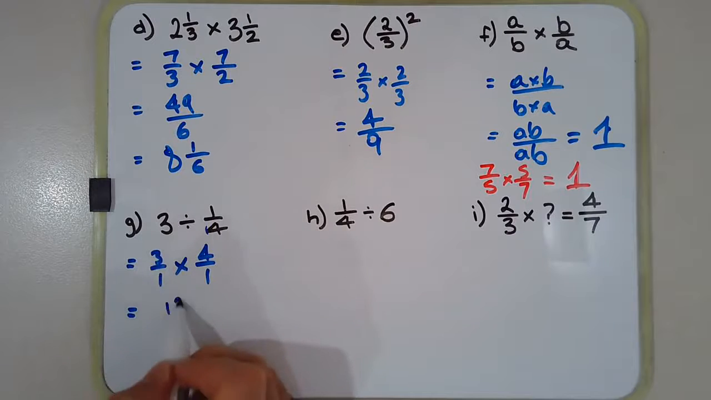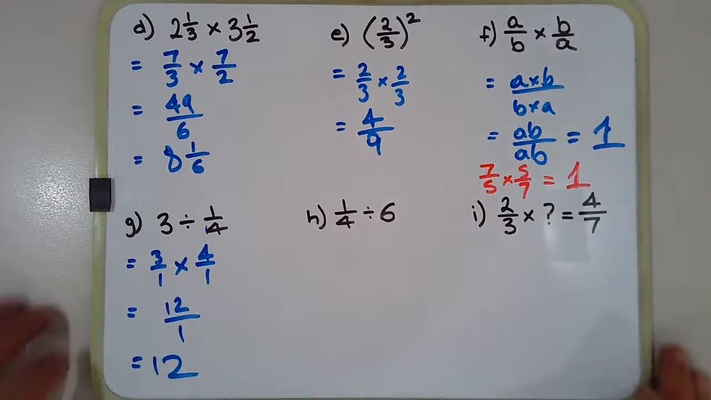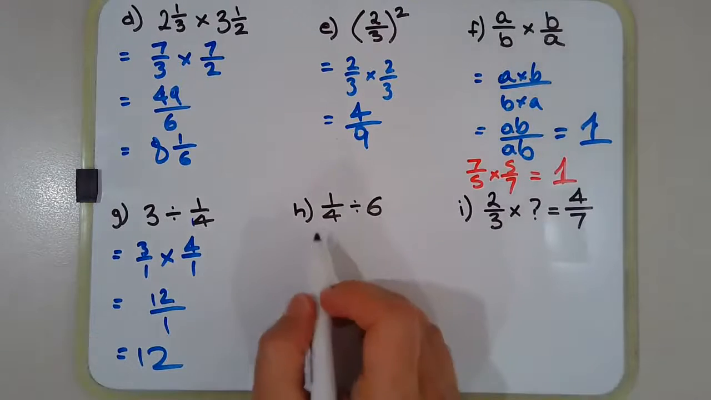Multiply across. 3 times 4 is 12. 1 times 1 is 1. 12 over 1, nice number there, 12. All right. What about part H?